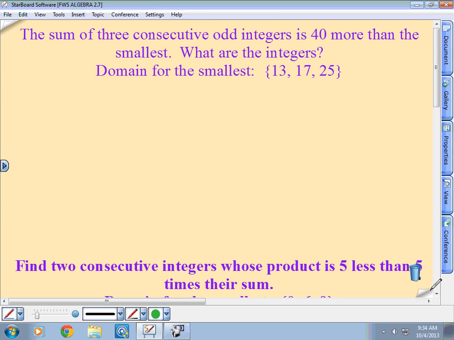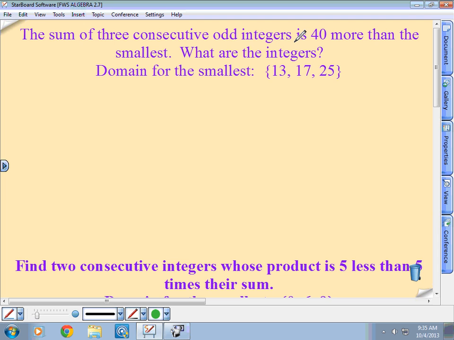Okay. The sum of 3 consecutive odd integers is 40 more than the smallest. What are the integers? Now they want us to solve, and they're giving us a domain to put in for n at the end and then figure out what the answer is. So let's first set up the equation. So, Elise, what is the sum of 3 consecutive odd integers?